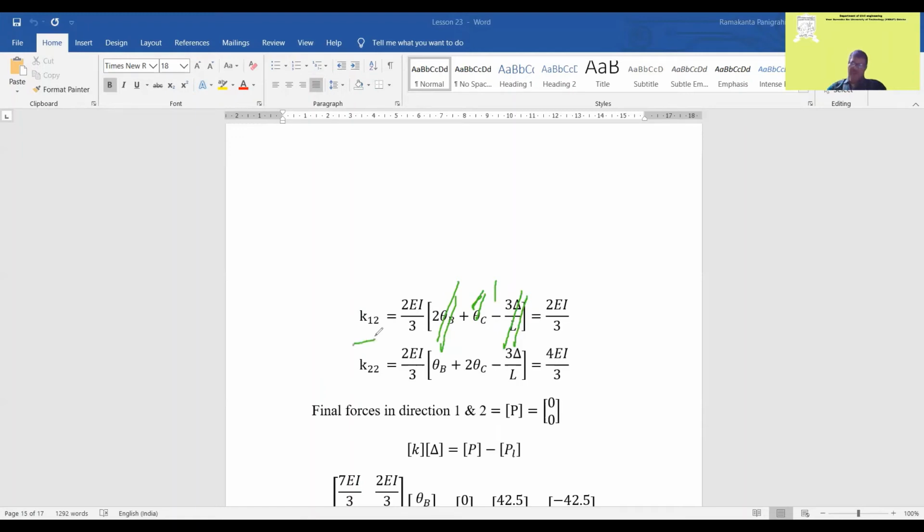Now K12 is the force required, that is the moment required. That is 2EI by 3. So 2EI by 3. We have also seen K12 is equal to K21, that you can prove here now.